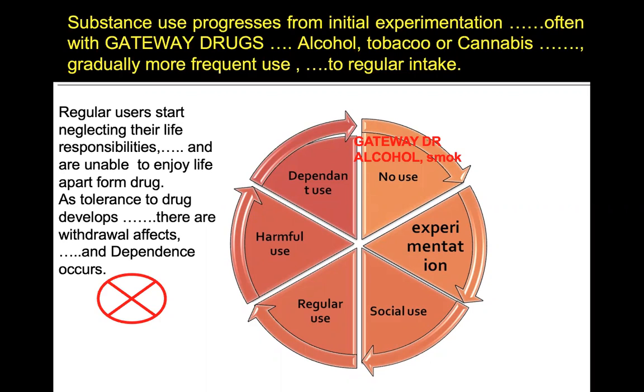So what happens is dependence, harmful use, regular use. When there is no use, then experimentation, social use, gateway drugs like alcohol and smoking. No use is quite well. Then first experimentation, then social use, then regular use, then harmful use, then it becomes dependence over the gateway drugs.